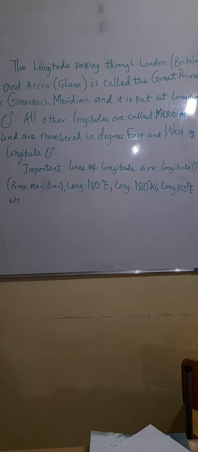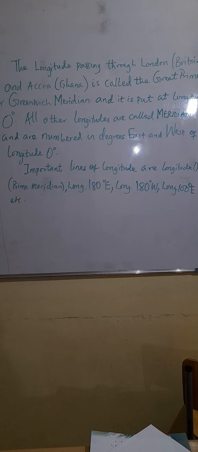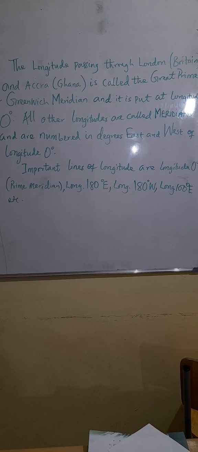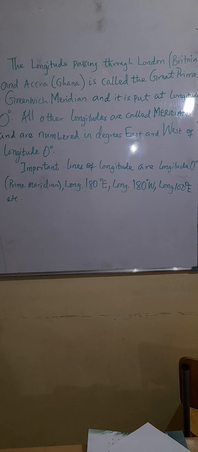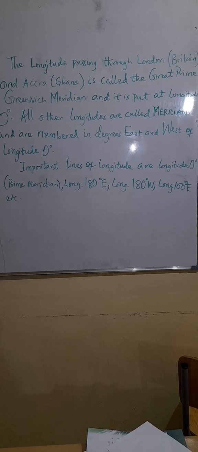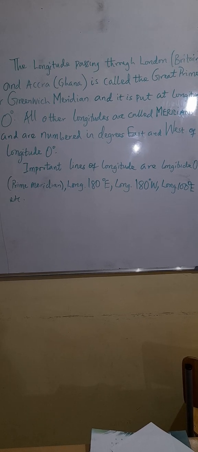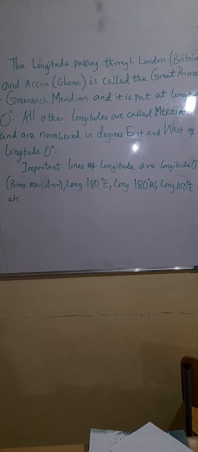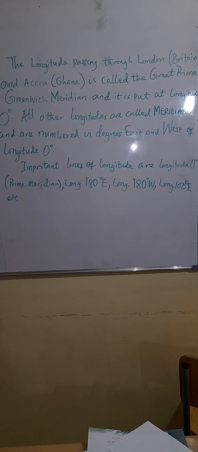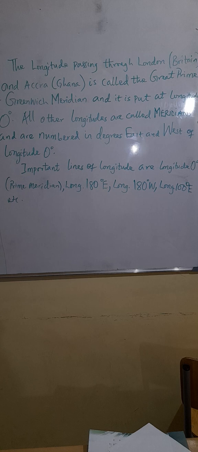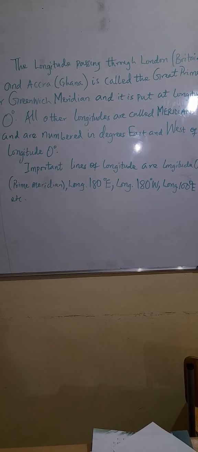So the longitude line that passes through London, Britain, and Accra, Ghana is called the Great Prime or Greenwich Meridian, and it is put at longitude 0 degrees. All other lines of longitude are called meridians. Every other line apart from that one is called a meridian, and is numbered in degrees, either east or west of longitude 0 degrees. That's what I explained the other time.